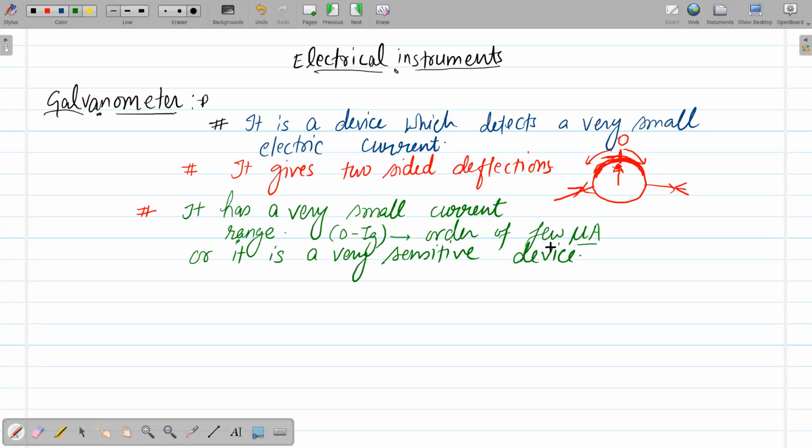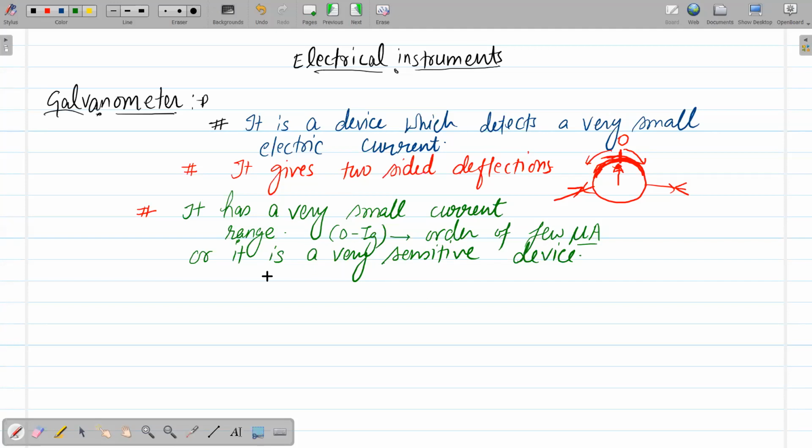For example, if we say a person is sensitive, on what basis do we say that? If for a very small input, a person reacts more, meaning the output is large, then we say the person is more sensitive, right? So the basic concept of sensitiveness is, if for a small input we get large output, we say the device or the person is more sensitive.